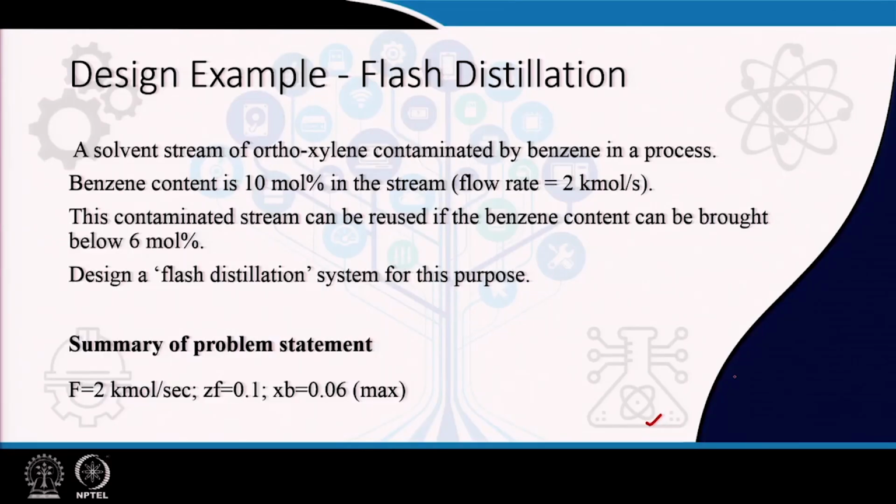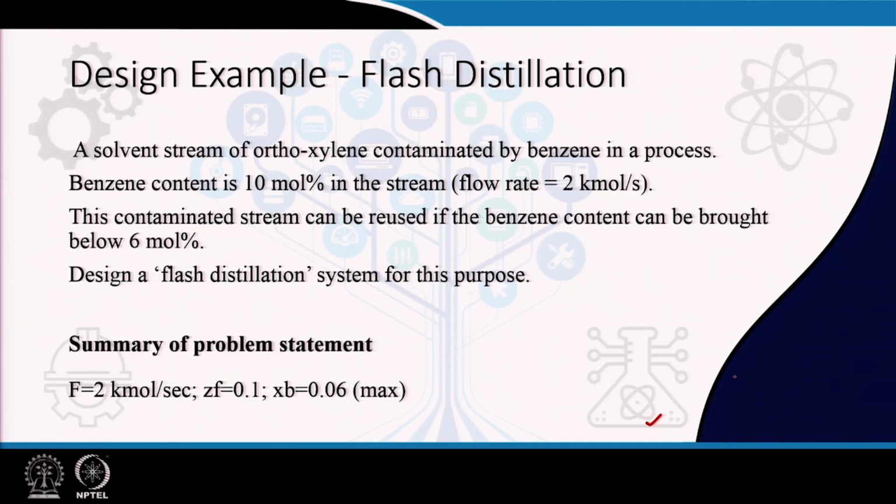Dear students, you already have been given an introduction to flash distillation, and here I am to give you an example of a design procedure for designing a flash distillation column. Well, you can call it a column, you can call it a drum, but normally it is called a drum, a flash drum.